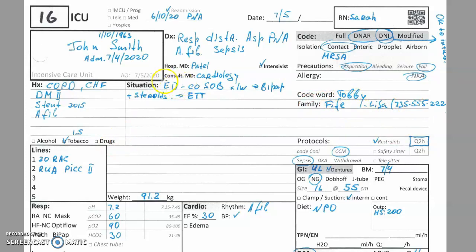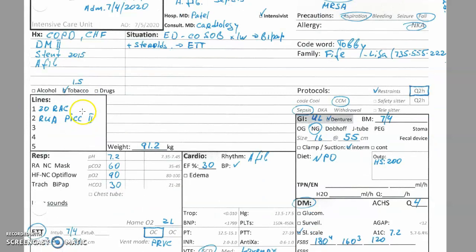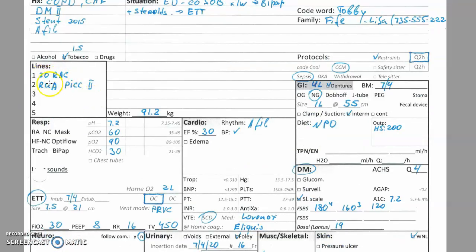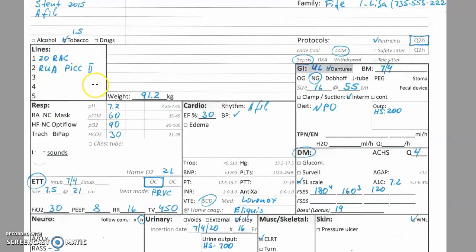And it looks like that patient came to emergency department with complaints of shortness of breath for 1 week, have been placed on the BiPAP and steroids, and it looks like patient have been intubated. Patient has a history of COPD, CHF, diabetes type 2, stent in 2015, atrial fibrillation, and still smoking half a pack a day. 20 gauge on the right AC, right upper arm PICC line.